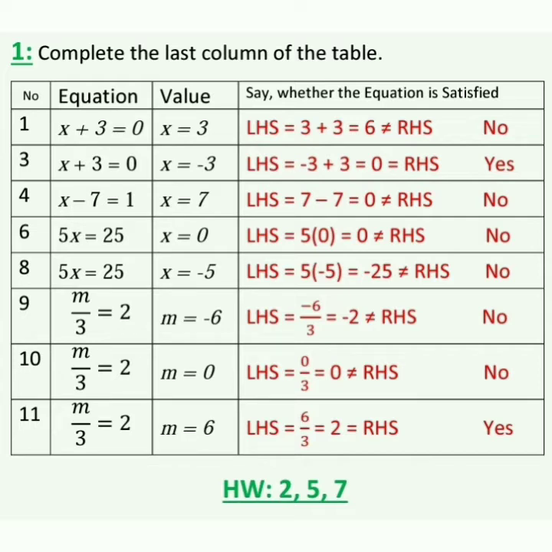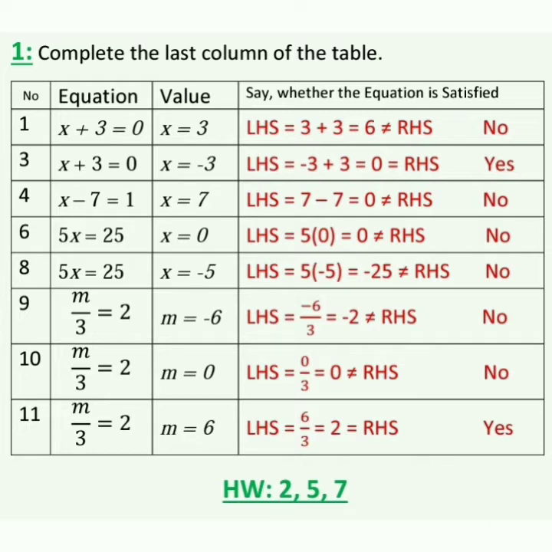Now the eighth one, 5x is equal to 25 and the value of x is equal to minus 5. After substituting the value, 5 into minus 5 is equal to minus 25. And again it is not equal to right hand side. So the answer is no. Ninth one, m upon 3 is equal to 2 and the value of m is equal to minus 6. Now substitute the value of m. Minus 6 upon 3 is equal to minus 2, which is not equal to right hand side. The answer is no.